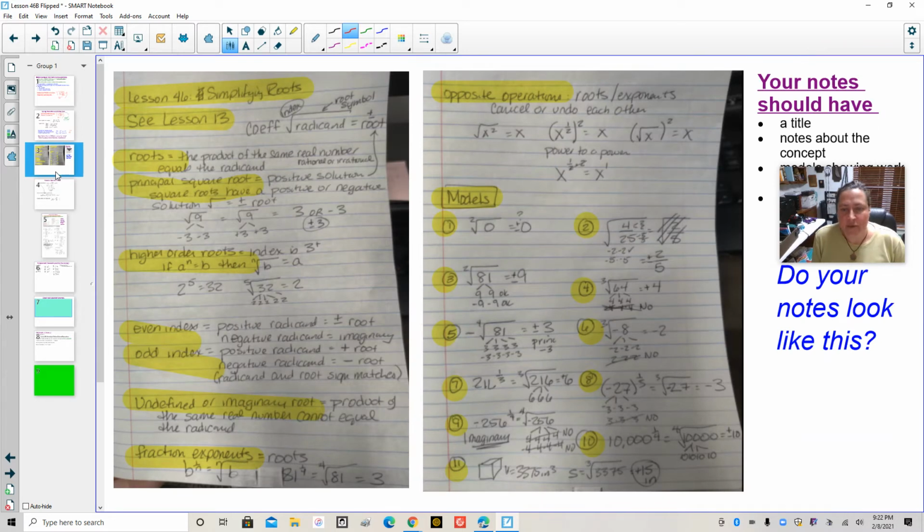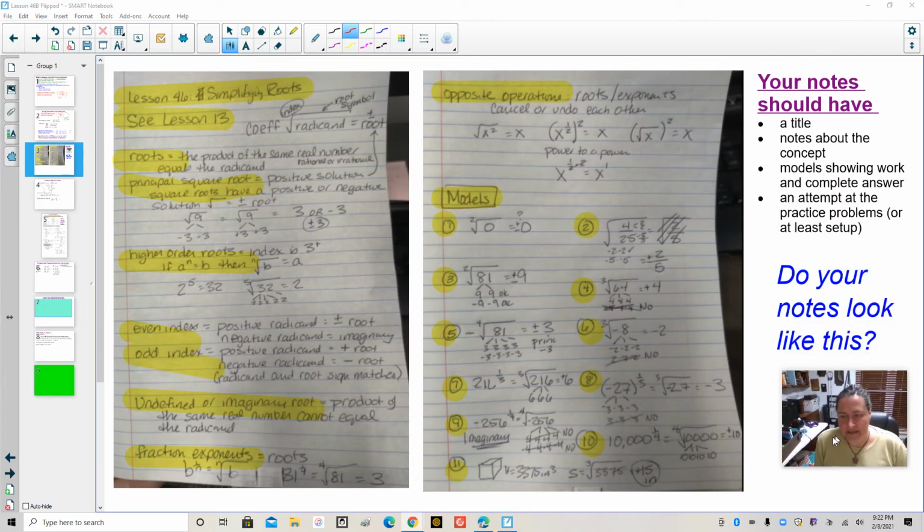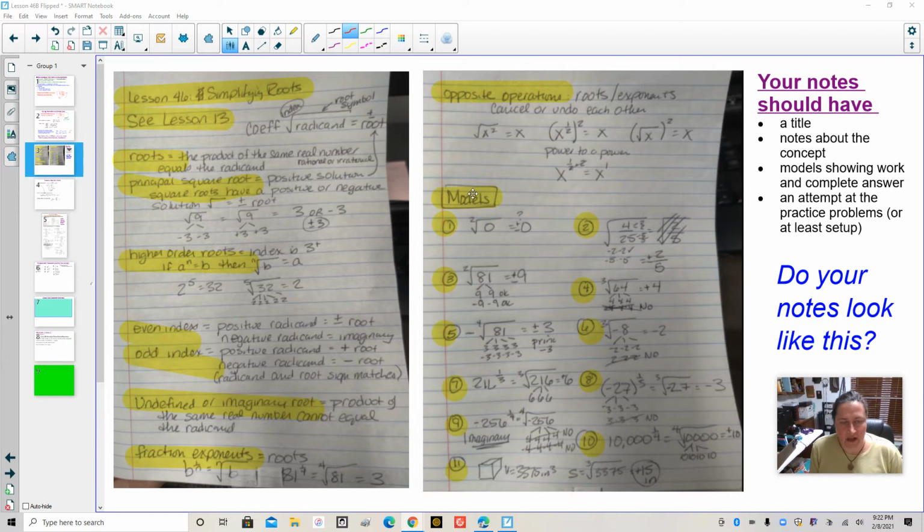All right. Lesson 46 should look something like this. You should have all of the notes, and then there are 11 models that you would have been copying down. So please keep in mind that this is what your notes should look like. Is this what they look like?